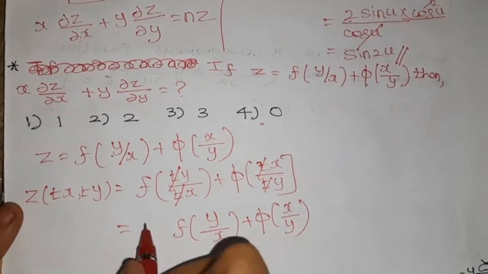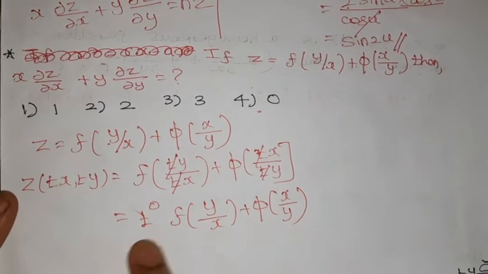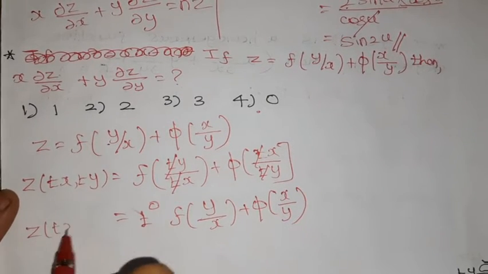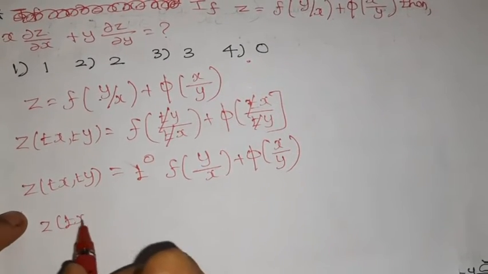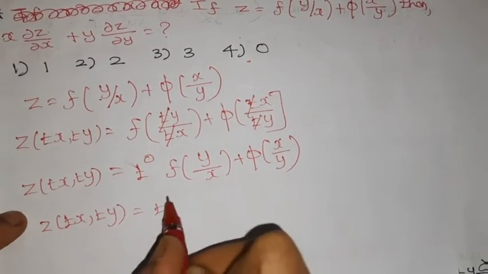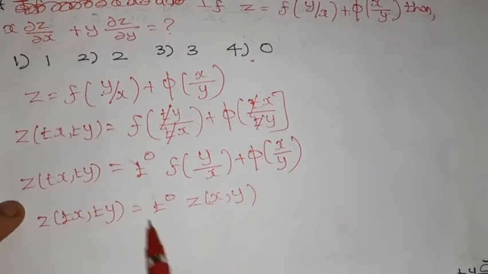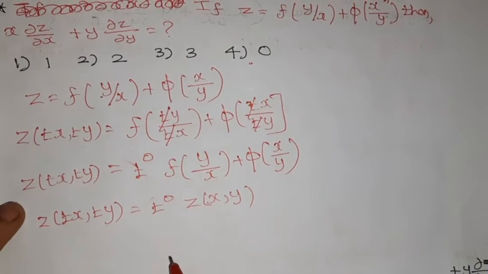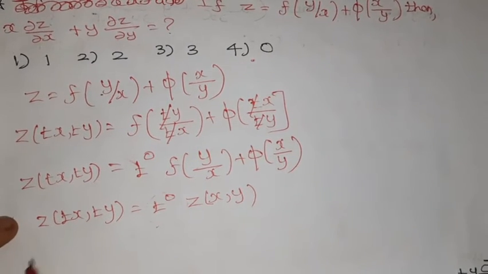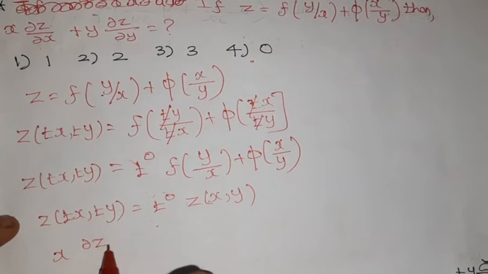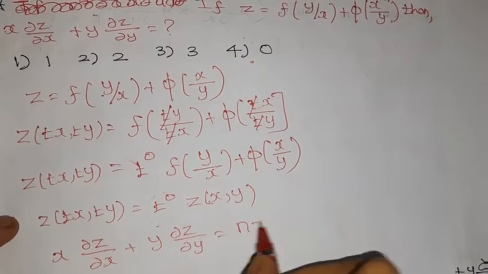Then can we write like t power 0? So it is 1 only. Anything power 0 equal to 1. So it is t power 0. z of tx comma ty equal to t power 0 into what? That function z of x comma y. So it is a homogeneous function of degree 0. Homogeneous function of degree 0. Okay, then how can we write? x ∂z/∂x plus y ∂z/∂y equal to nz.